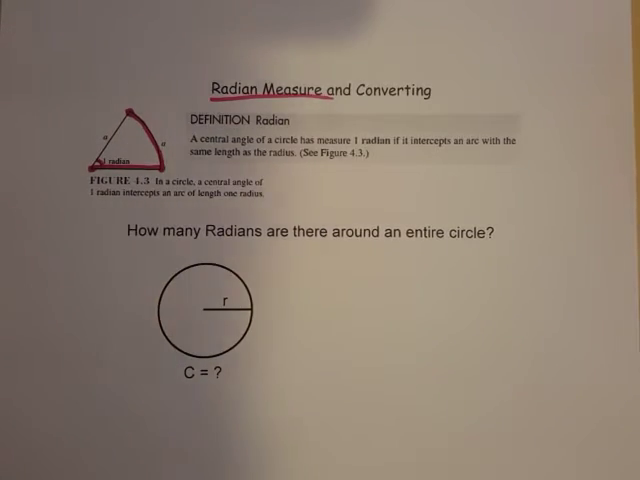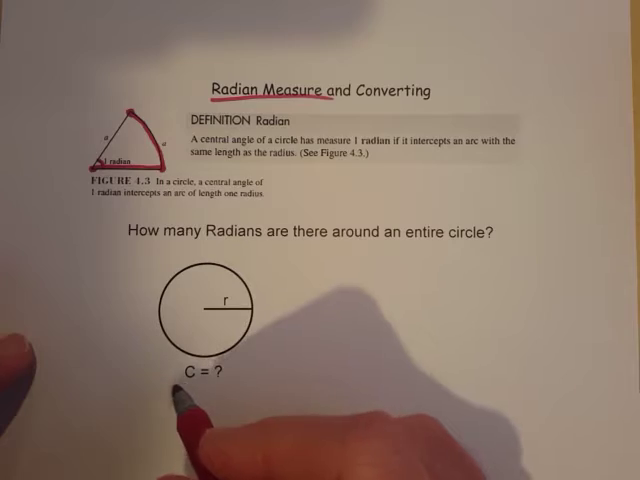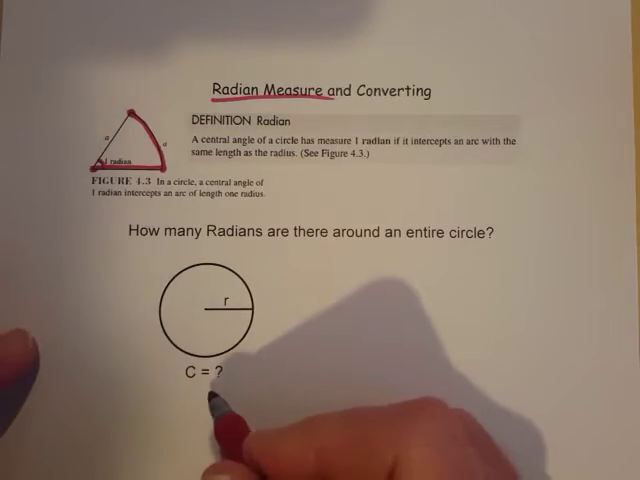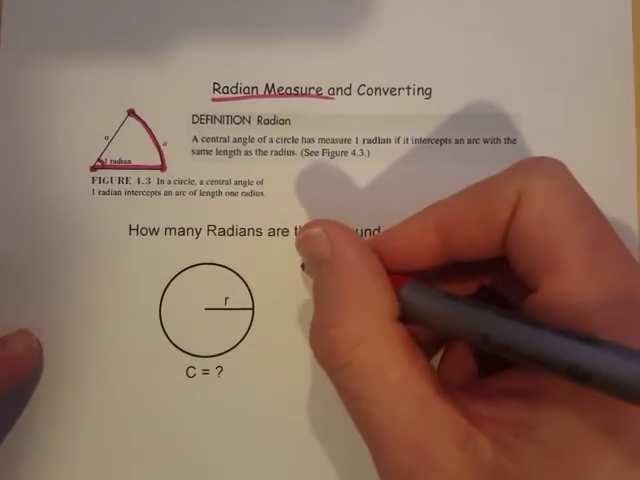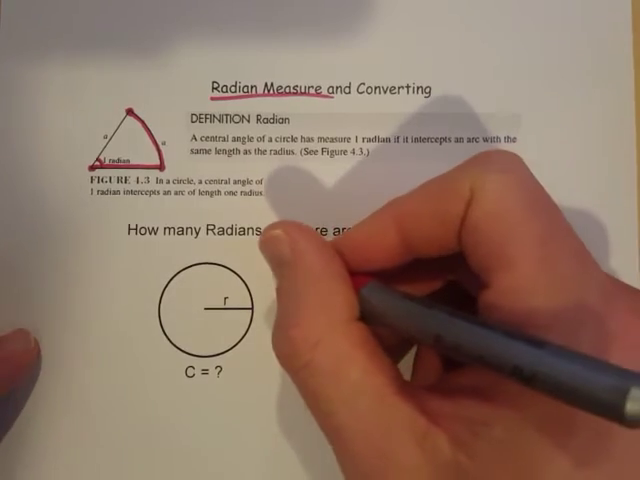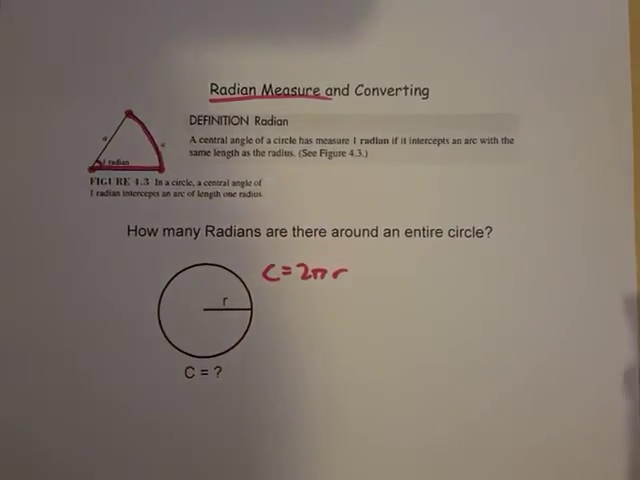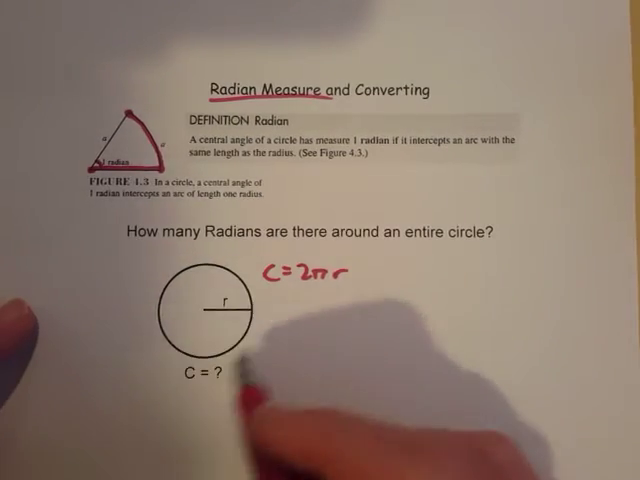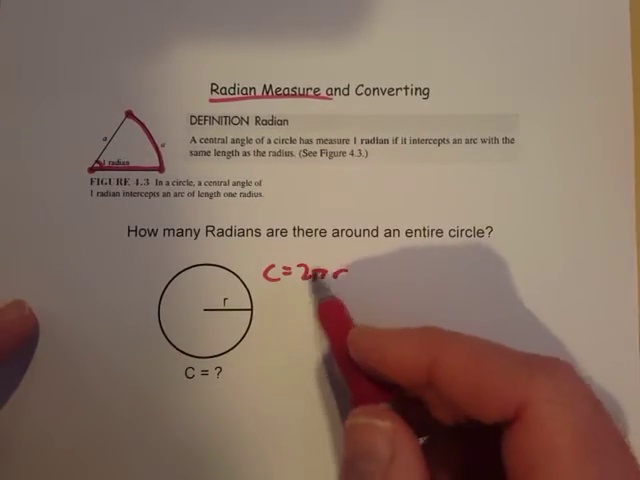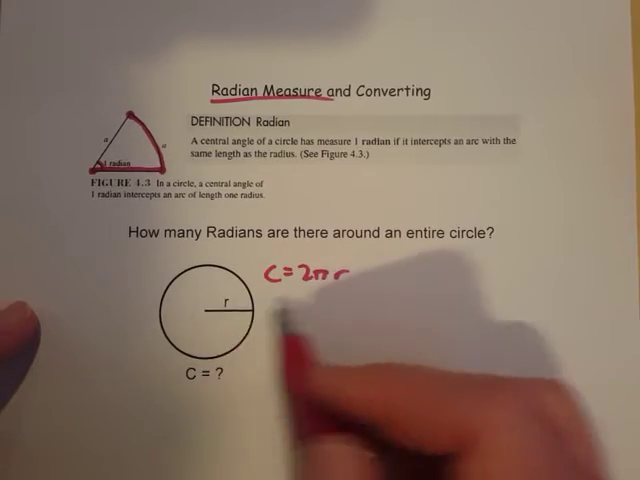Now the way that we figure this out is by consulting the formula for circumference of a circle. So I want to know what the circumference is. You may remember that from geometry, but the circumference is 2 pi r. That's the formula for it. So saying that the distance around the circumference is 2 pi times whatever that radius is.